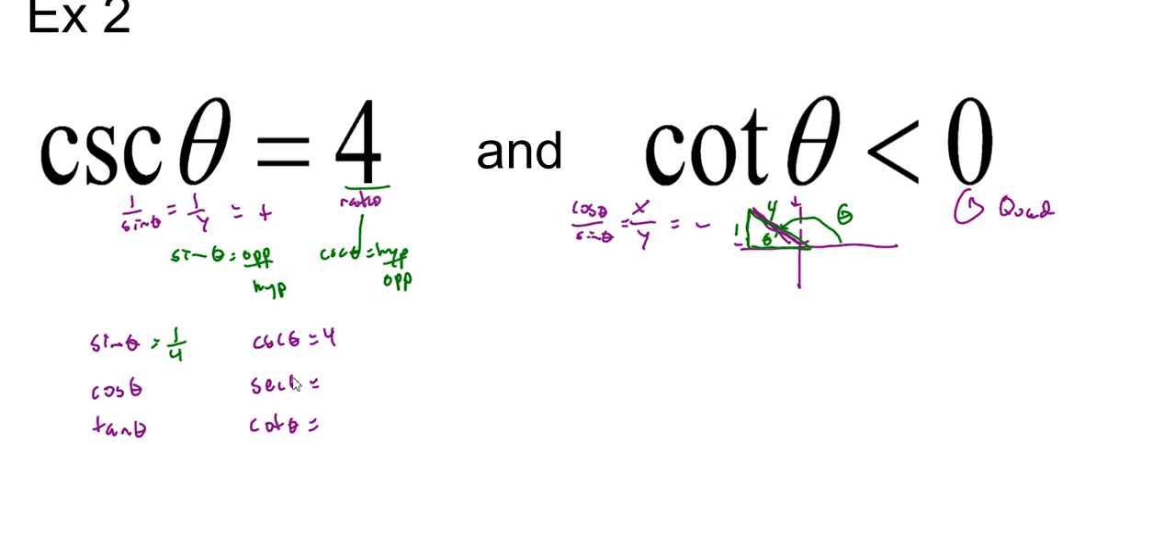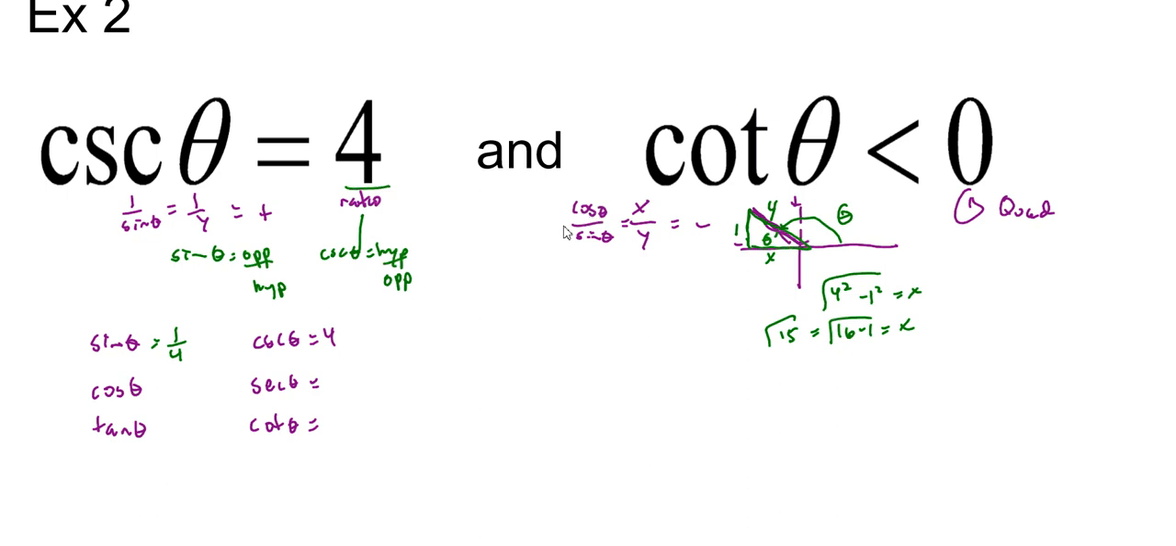But how do I figure out cosine? So I've got to figure out this x value. To figure out the x value, we're going to use the Pythagorean theorem. 4 squared minus 1 squared, take the square root of that. That will give us our x value. And so we have 16 minus 1, which is going to equal the square root of 15.